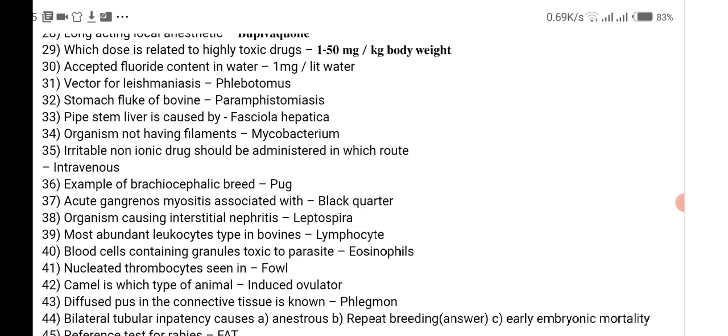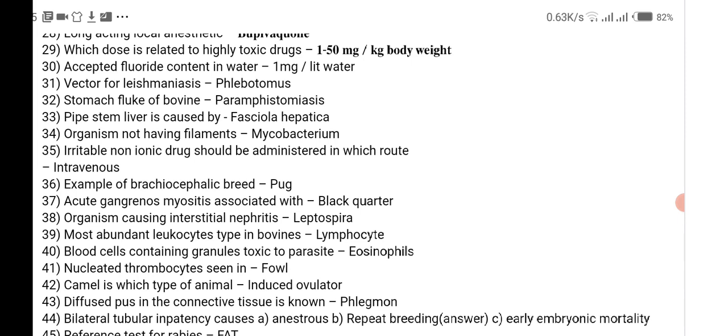Organism causing interstitial nephritis is Leptospira. Most abundant leukocyte type in bovines is lymphocyte. Blood cells containing granules toxic to parasites are eosinophils. Eosinophils secrete histamine and heparin.